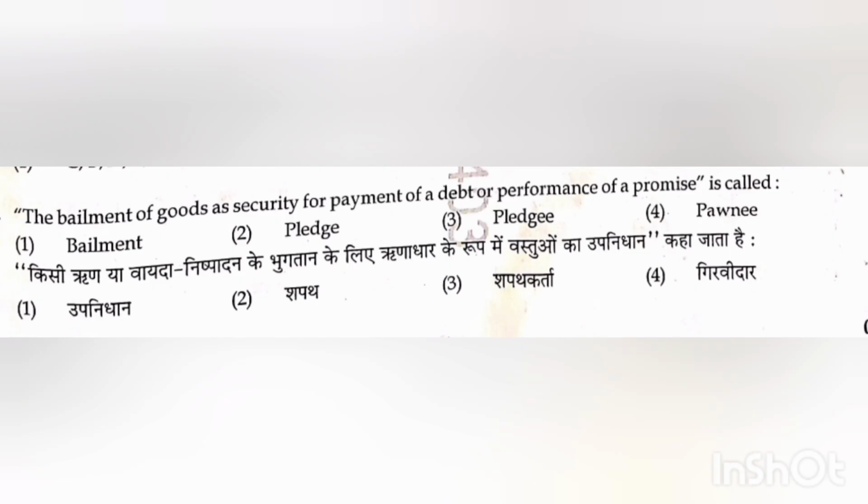Next question. The bailment of goods as a security for payment of a debt or performance of a promise is called pledge. Option number 2, pledge. The answer is option number 2, pledge.